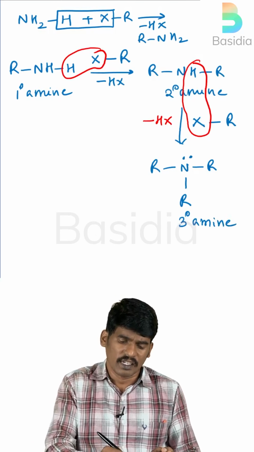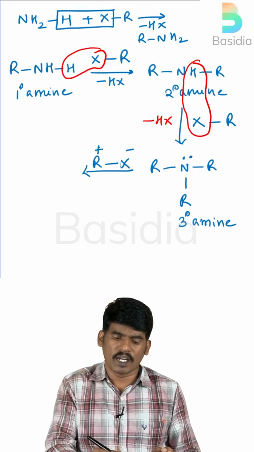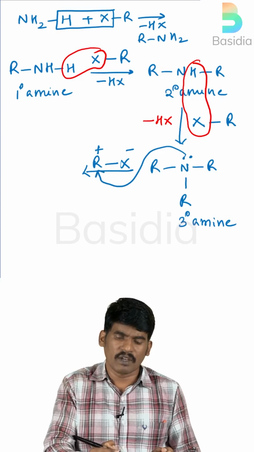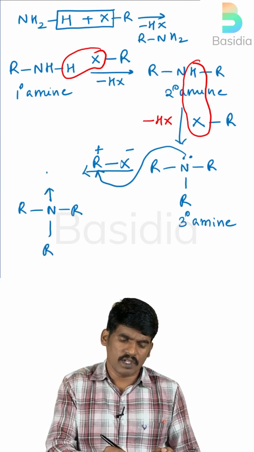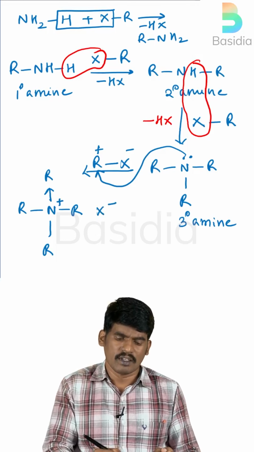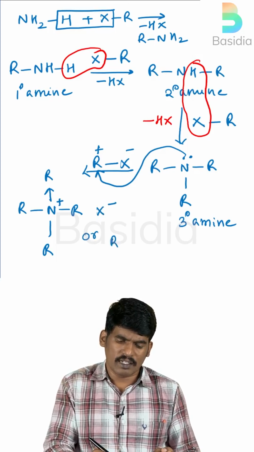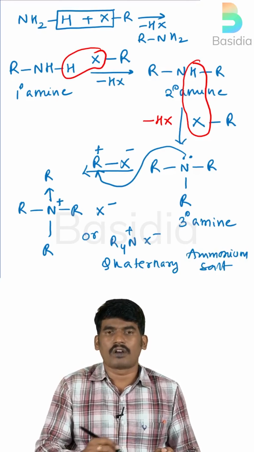And furthermore, if it is treated with RX, so it is R+ and X-, the lone pair of electrons can be given to R+, and then it forms RNRR, and nitrogen forms a dative bond with R, it develops a positive charge, and X-. So I can write the same as R4N+X-, which is called a quaternary ammonium salt.